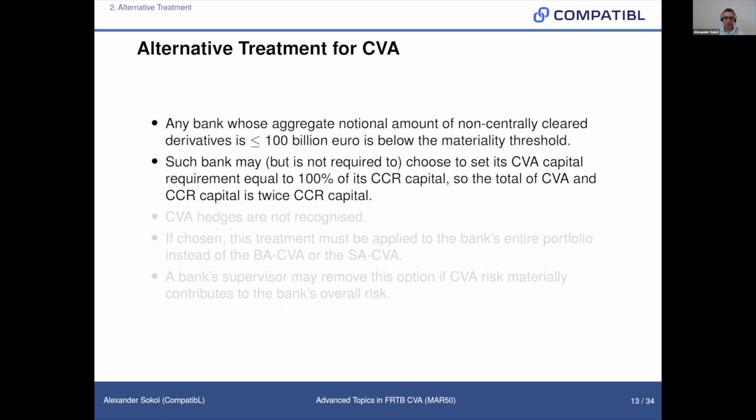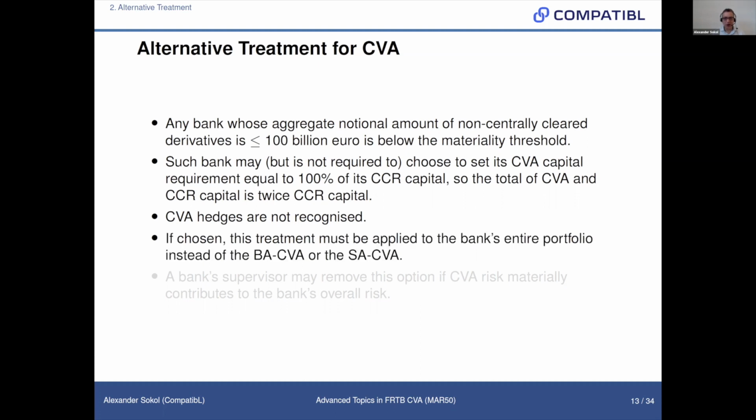Well, the reason is that the purpose of this alternative treatment is just to avoid calculating anything and not burden the bank that doesn't have a large CVA risk with any calculation. And really, the closest thing that's available is counterparty credit risk capital, and that's why we assume that they're the same. But of course, these things are still different. CVA hedges are not recognized. And by the way, if your portfolio is small, but you would still like to not allocate too much capital, because that would be higher capital, you can still have the right to use other approaches. It's just you're not required to.